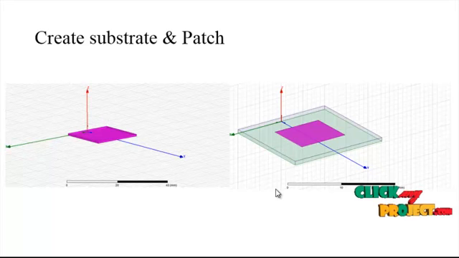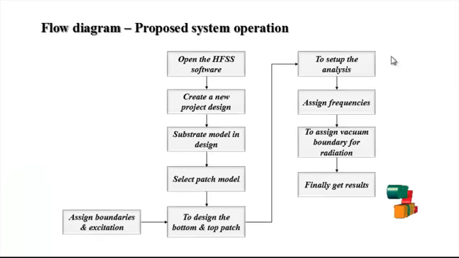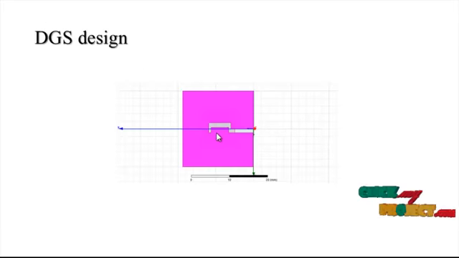This is the process of creating the substrate and the patch, and then designing the bottom and top. Here we use the top model, and here the bottom model is like a DGS, that is, a defected ground structure. By using the U slot, this is the DGS design. The U slot design will be displayed on the ground plane. So we have the substrate with top and bottom: the top antenna is a patch antenna, and the bottom is the defected ground structure.